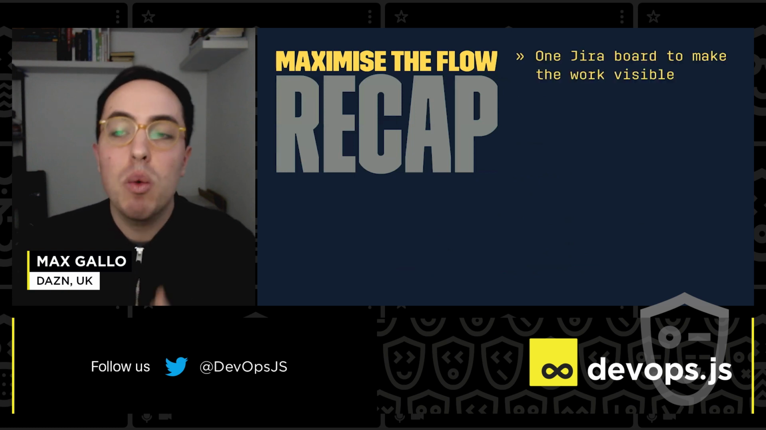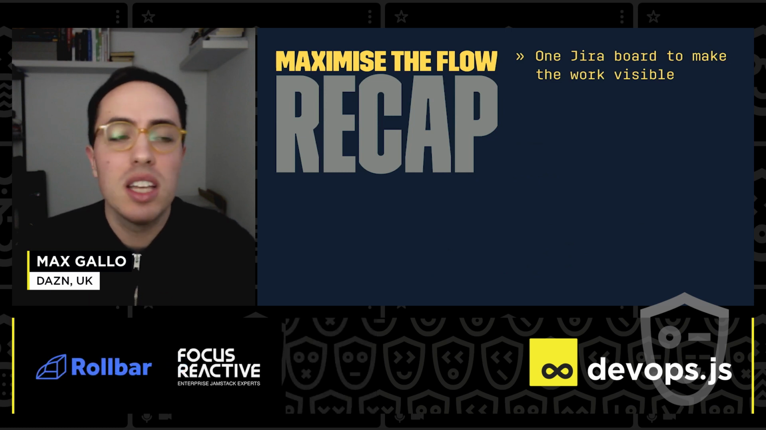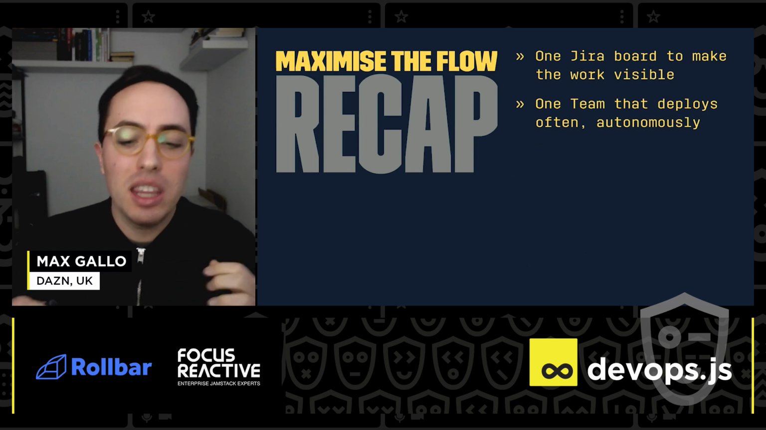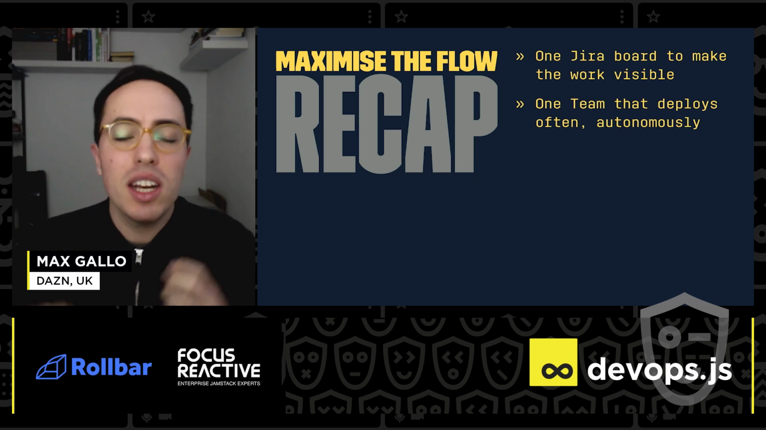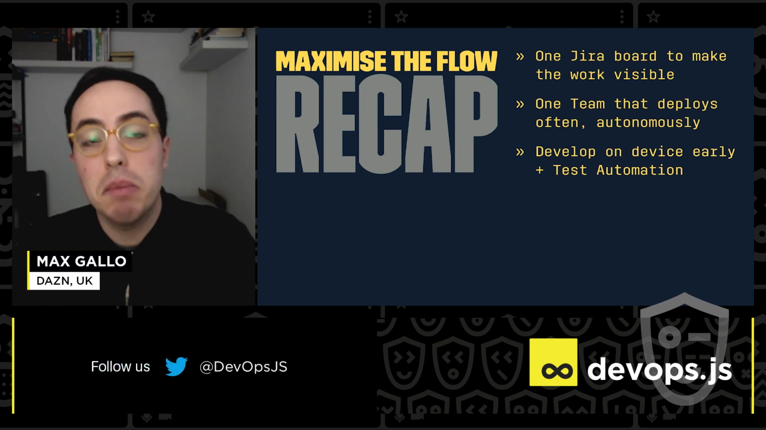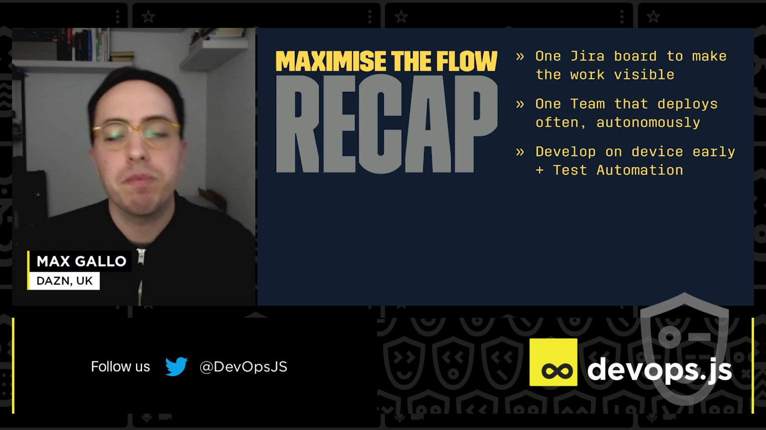So to recap, how did we maximize the flow? We started by having one Jira board to make the work visible, especially around features. And once you have one team that deploys often and autonomously, you can truly start to develop on a device as early as possible and add testing automation into the mix.